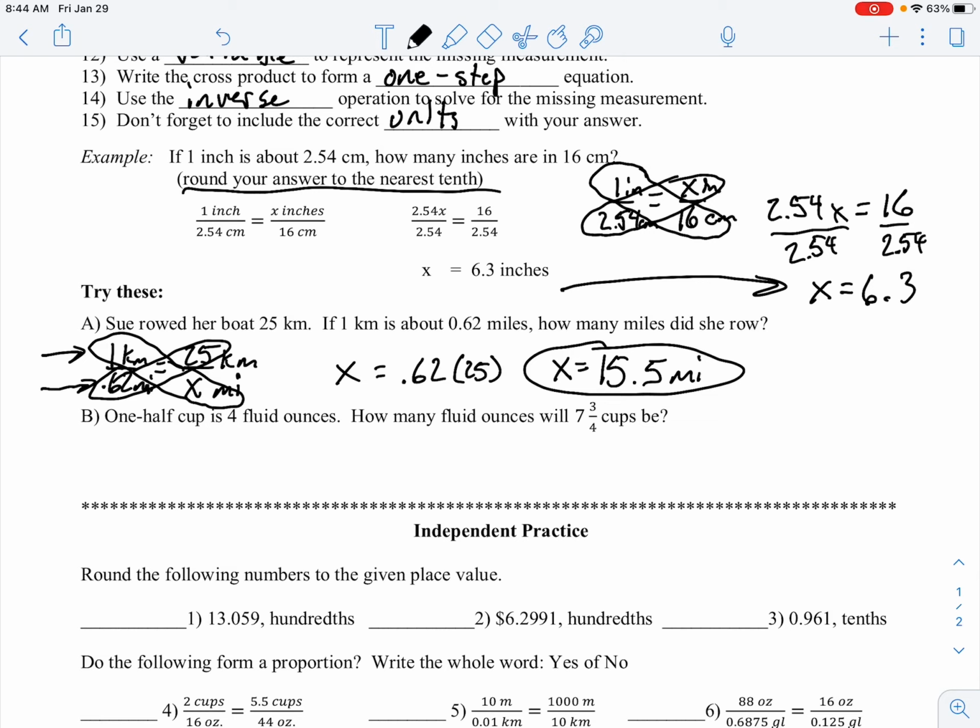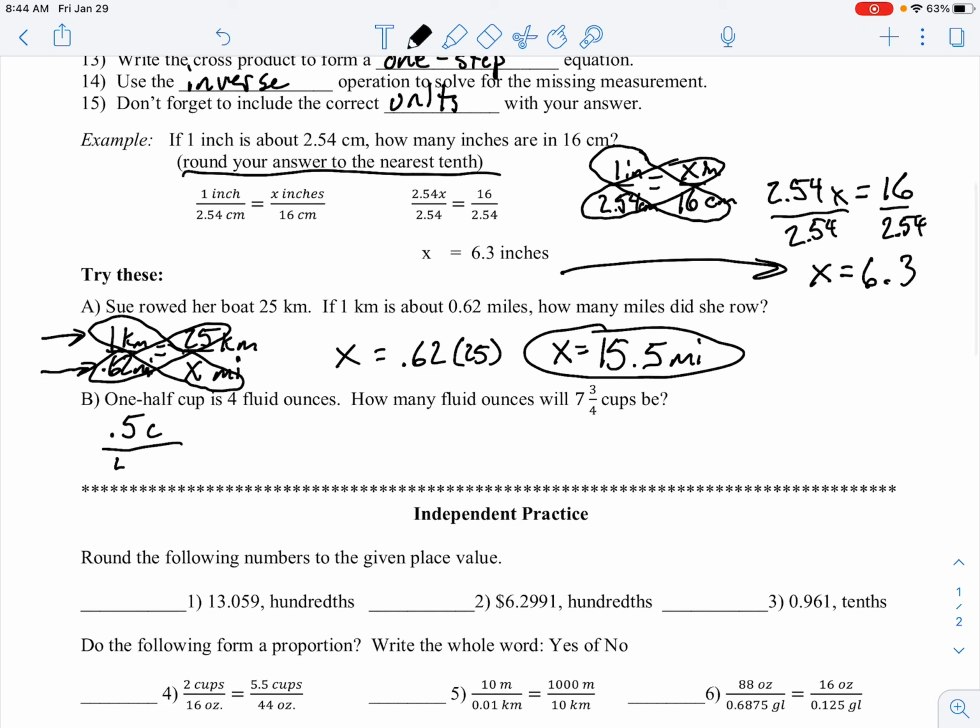Alrighty, and our final example here together. So 1/2 cup is the same as 4 fluid ounces. So just like before, like units in the same place, top or bottom. So let's put cups on top, ounces on bottom. This is one of the rare times where I will say, let's go ahead and just put it in decimal form. So 1/2 or 0.5 cups is the same as 4 ounces.